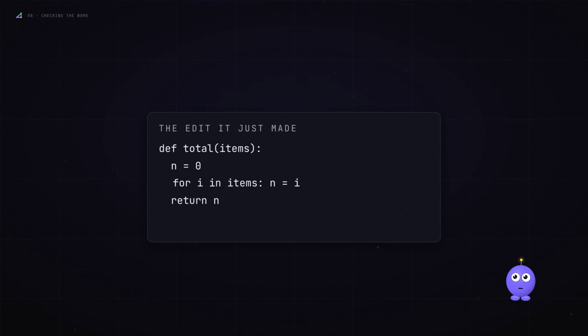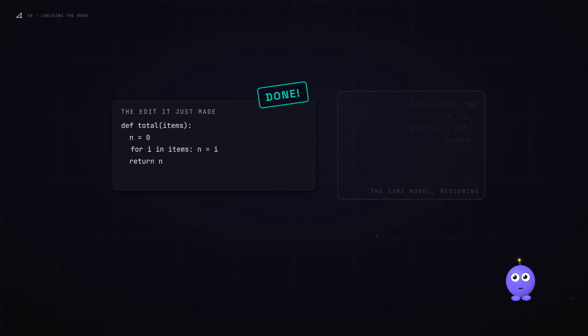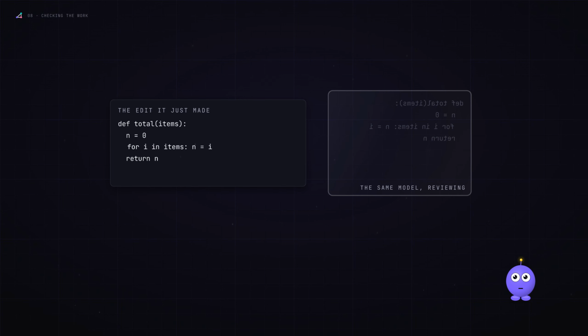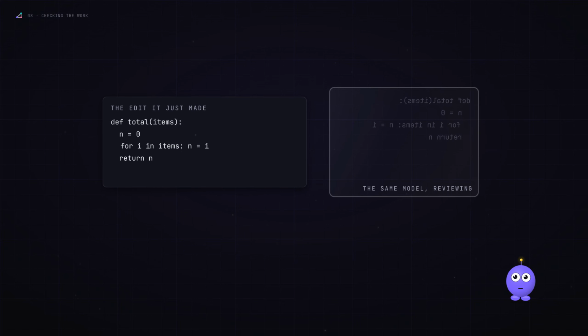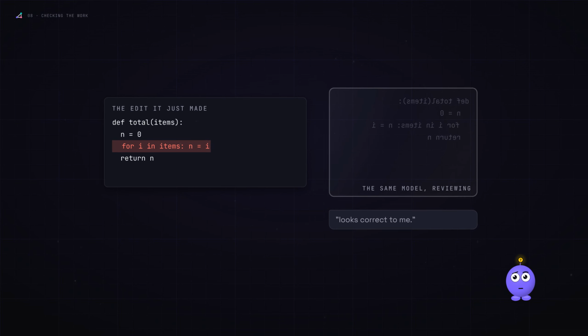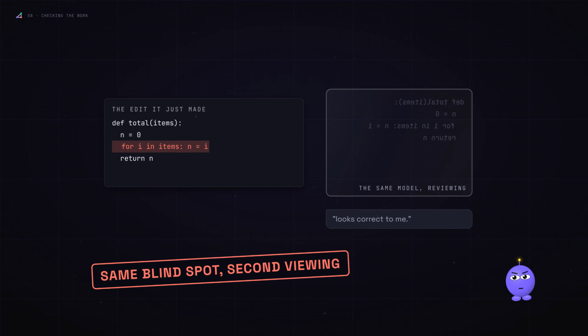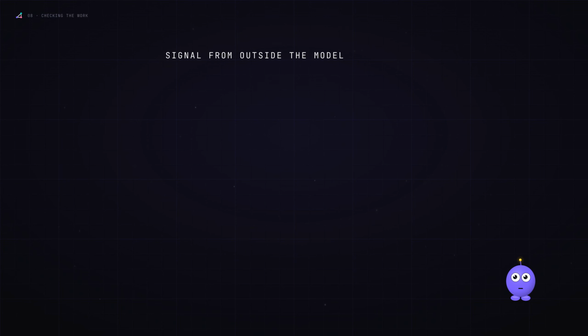2 parts left before we assemble. This one is the agent checking its own work. After it makes that edit, does it just declare victory? The naive fix is asking the model to look over its own answer. And there's an uncomfortable finding here. On its own, that barely helps. A model that made an error tends to like the error on review. Same blind spot, second viewing. What actually works is checking against something outside the model.